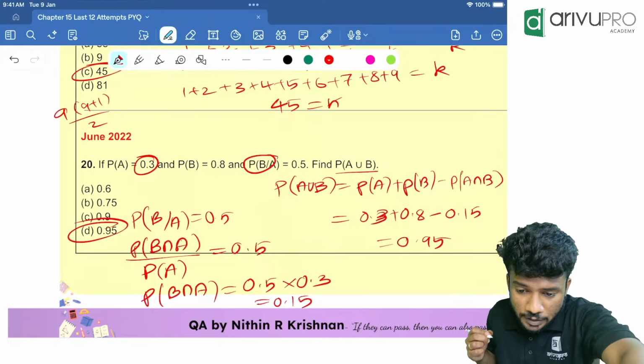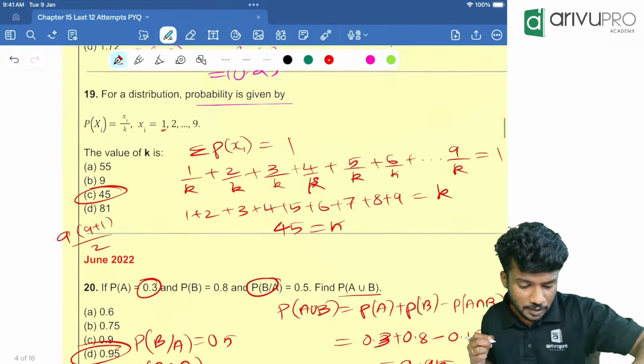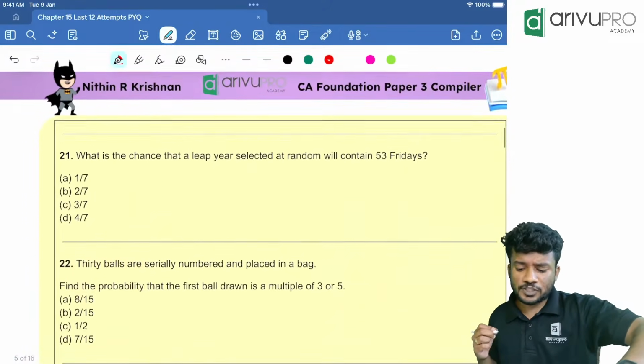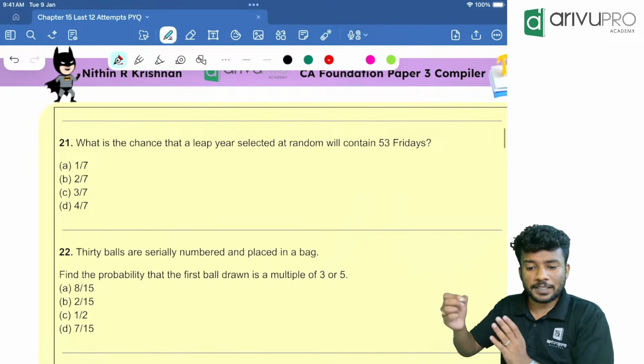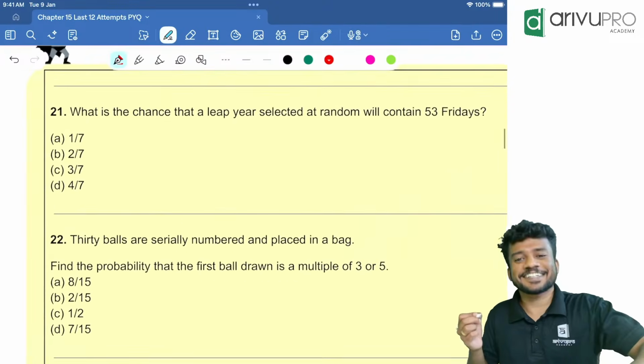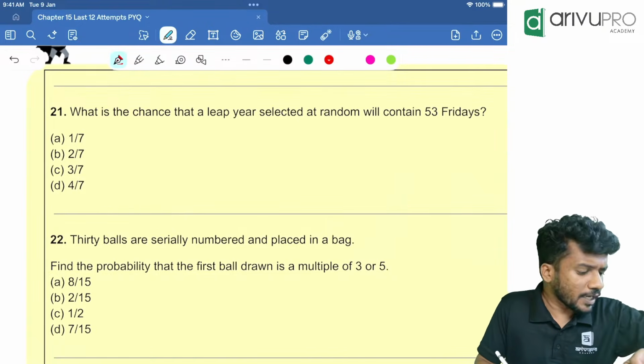Sir, can you repeat which question? 17th question. Let me check. One thing we will do, towards the end we will discuss whichever you are having doubt, so that the flow will be there. You can type your name also. Yes, fine. Once we are done with everything, you can ask whichever questions you are having doubt.